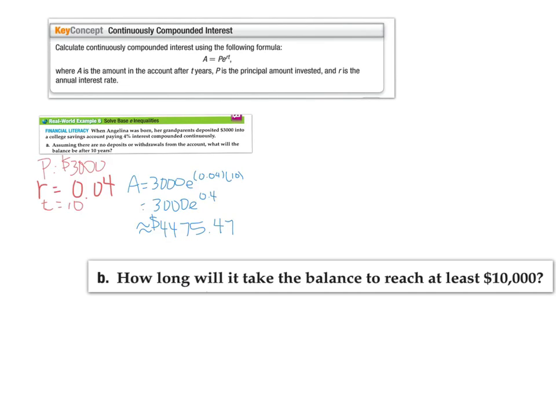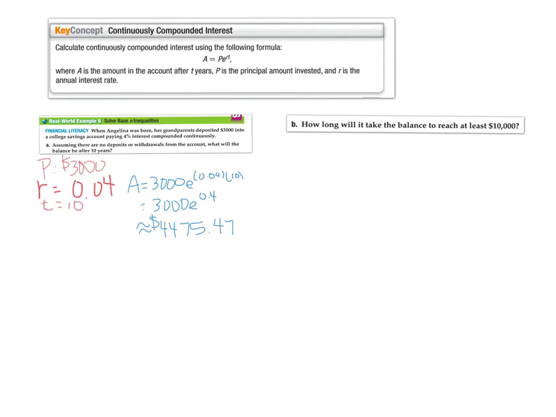Now let's take a look at Part B. Part B says, how long will it take the balance to reach at least $10,000? So now we want to, again, identify the pieces that we know. Our P is still $3,000 because that's what we put in originally. Our A is going to be known now, right? We want our A to be at least $10,000. Now everything else stays the same.